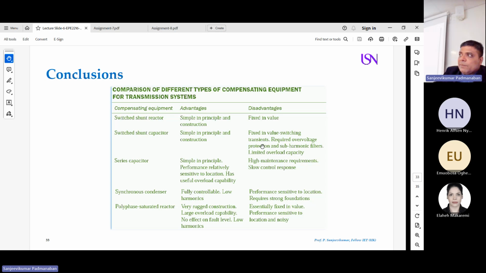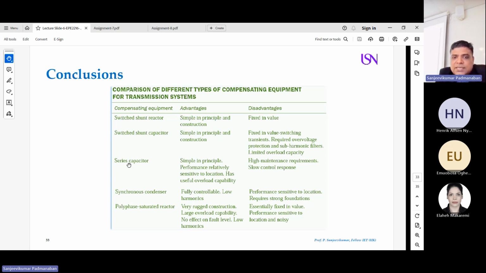It's very important because capacitors are very sensitive to transients. If you have a small variation in your current, they can be damaged very easily. That's very important. So they are used for overvoltage protection and subharmonic filters, but they are limited with large capacities. We can't use them for large transmission systems.